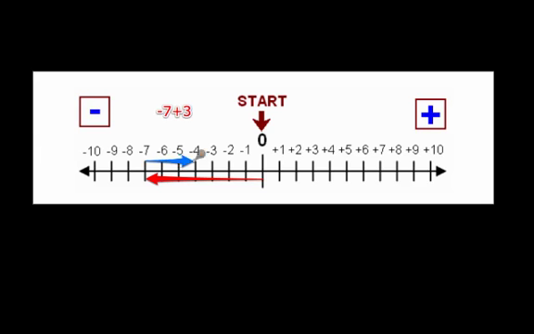If you gave an answer of -4, pat yourself on the back. You've got this figured out.